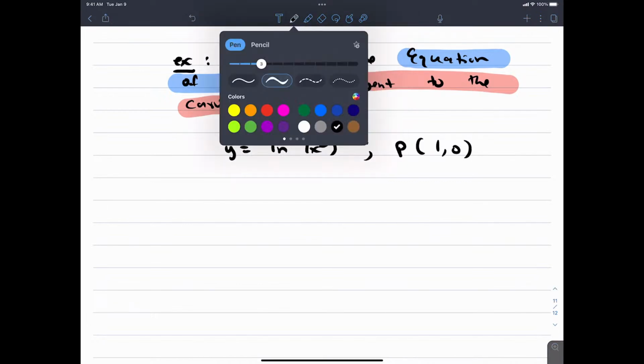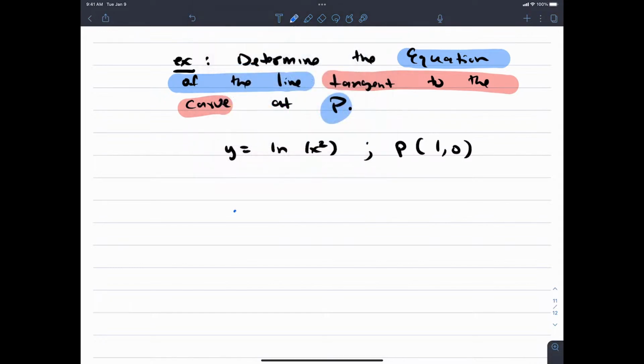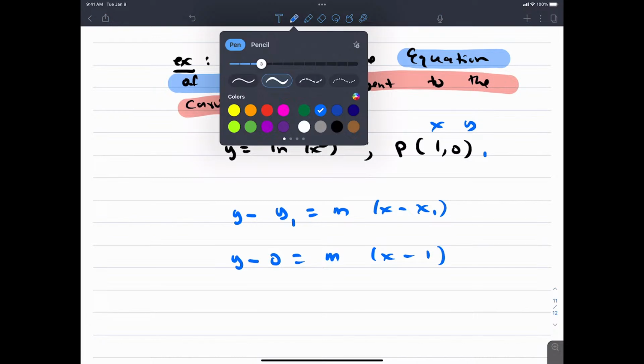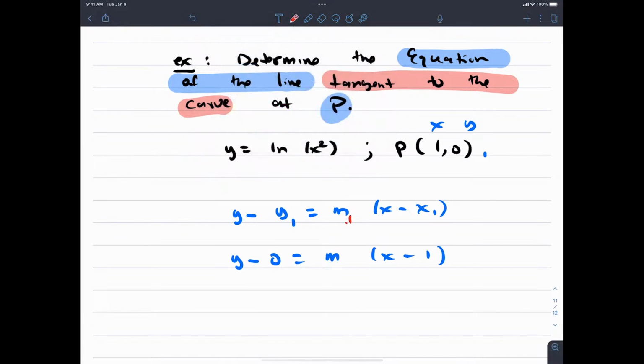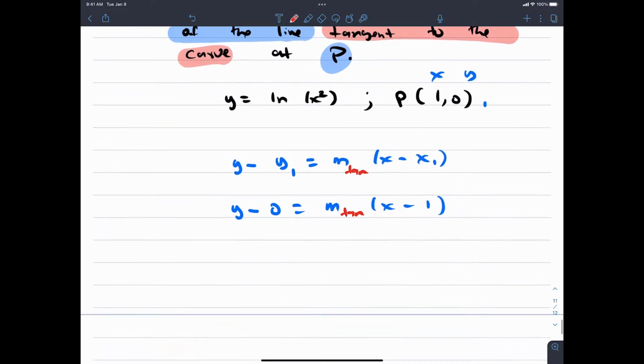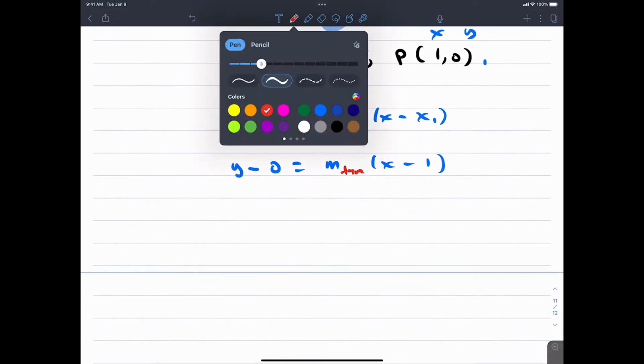All right, so remember this. You have what? The algebra. Y minus y1 is m times x minus what? X1. Here's your x and y. Okay, the one and only point. So you say, is that y minus 0 is m times x minus 1? Yes, it is, but we need m tangent. M tangent, you guys know what that is, right?